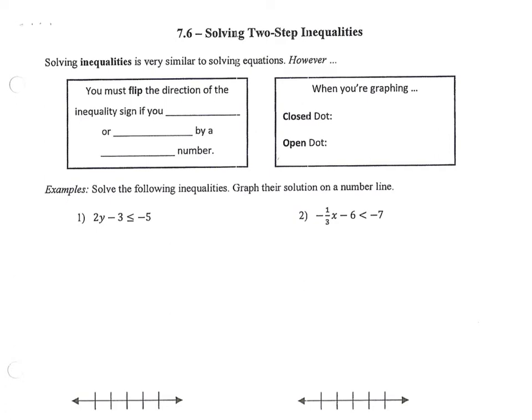7.6 is solving two-step inequalities. Solving inequalities is very similar to solving equations. However, don't forget you must flip the direction of the inequality sign if you multiply or divide by a negative number. And don't forget you're going to have open dots and closed dots.